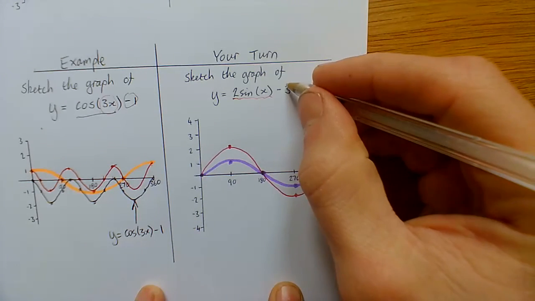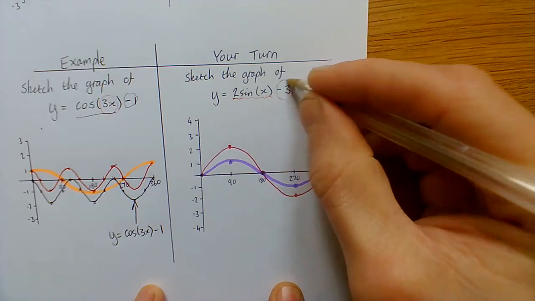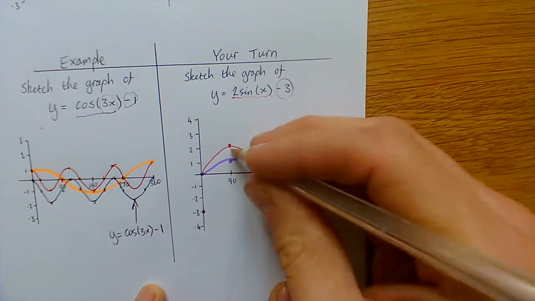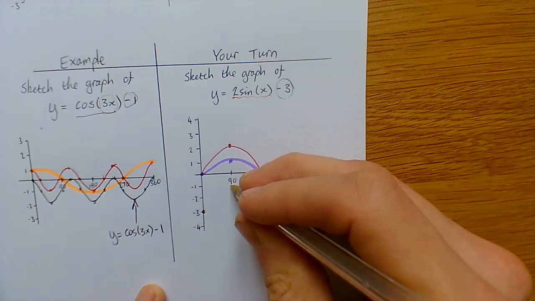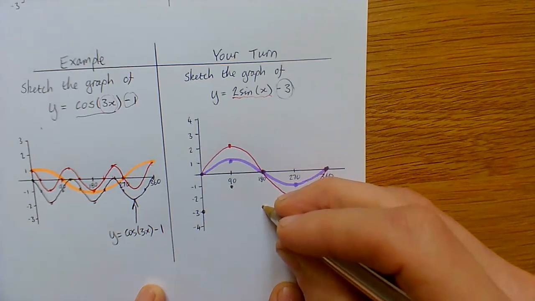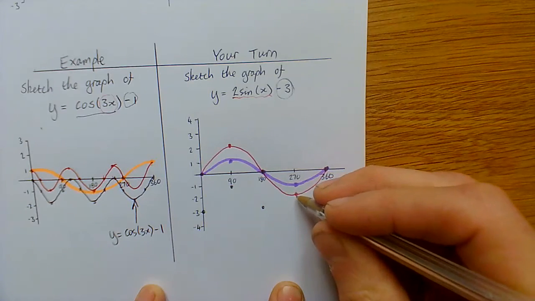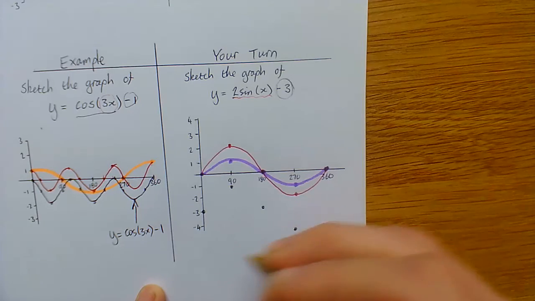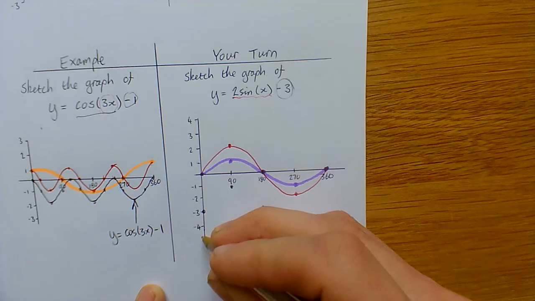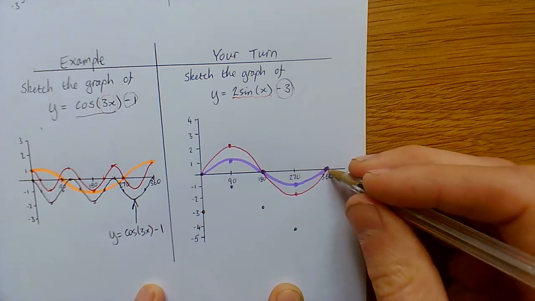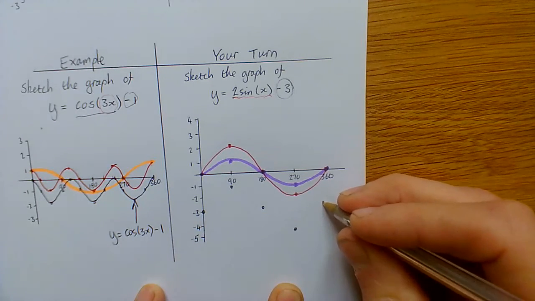And then second transformation is to move everything down by 3. So I'm taking that point, moving it to -3. Instead of being at 2, we'll be at -1. Instead of being at 0, we'll be at -3. Instead of being at -2, we'll be at -5, which I forgot to put on my scale. Make sure your axes are big enough. And instead of being at 0, we'll be at -3.